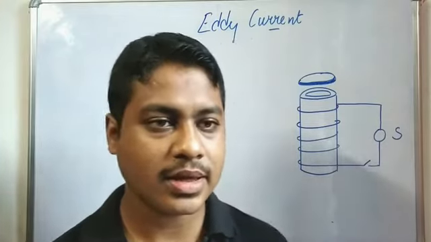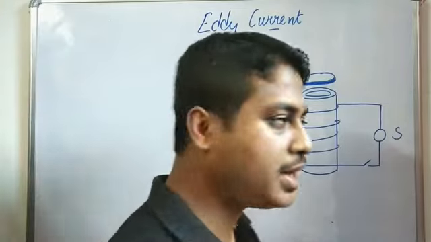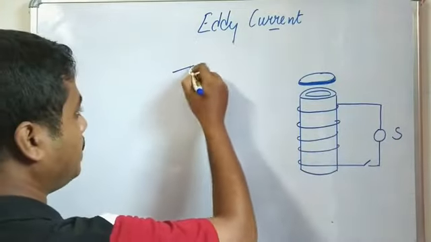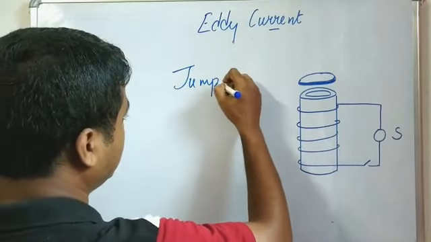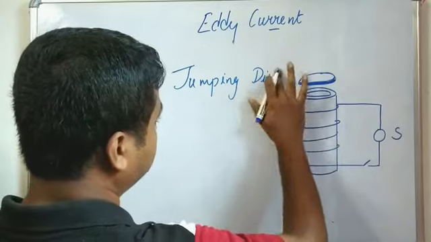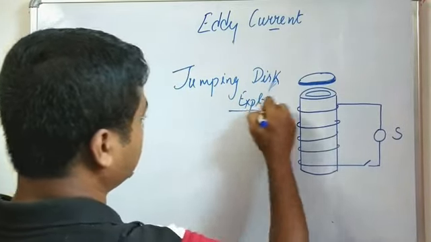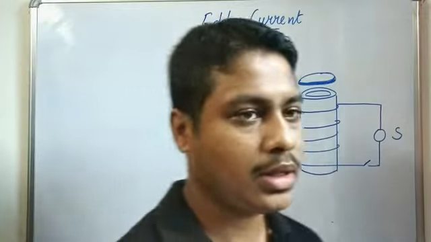So we will be discussing the eddy current and its experimental proof. This experiment is called the jumping disc experiment. So how does this jumping disc experiment work?